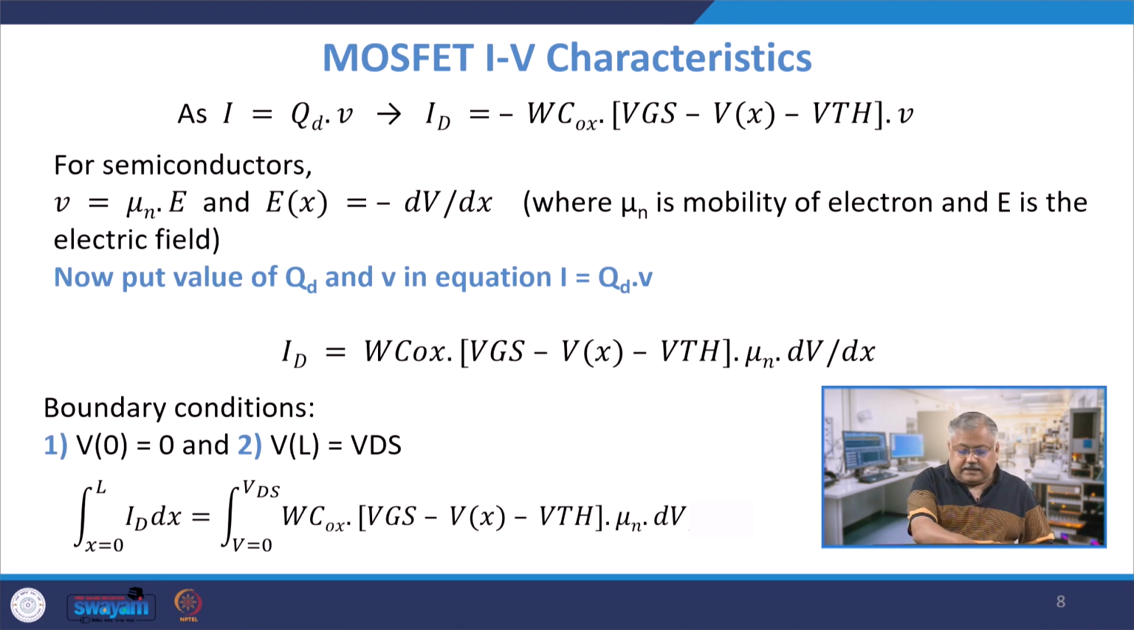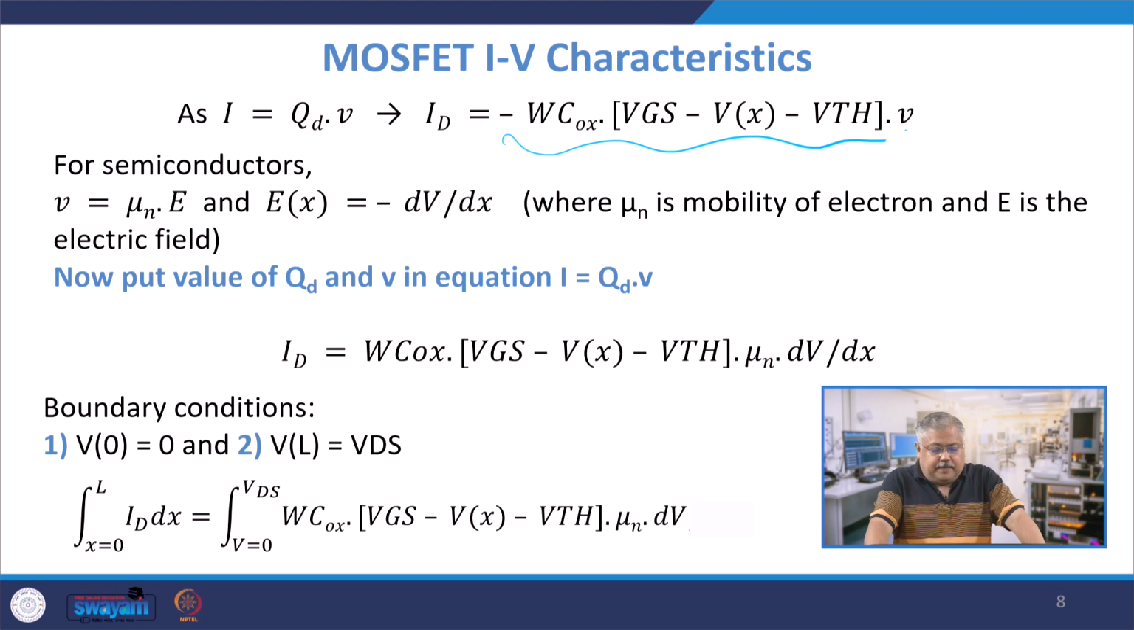Now, let us look at the ID expression. I multiply my QD with V with a negative sign, because the electrons are moving opposite to the direction of the electric field, and that is what is coming here. Therefore, V is equal to mu N times the electric field. You already know that the velocity of the charge carriers is mobility multiplied by electric field, and the electric field is given by minus dV/dx, right. So if you put this into this, I get V equals minus mu N times dV/dx, where V is the voltage and x is the distance along the channel.